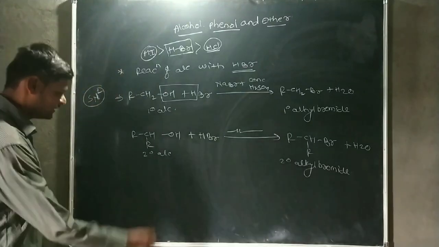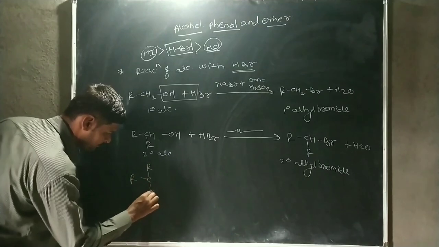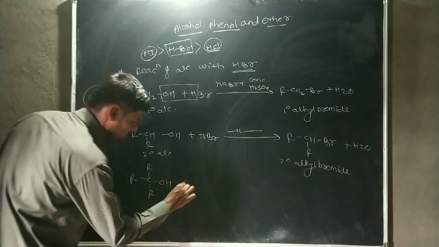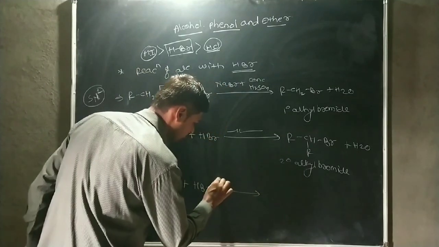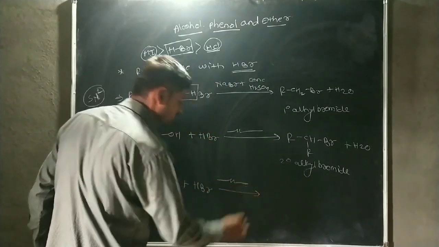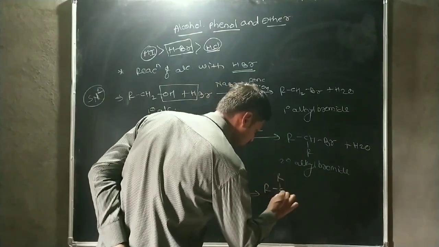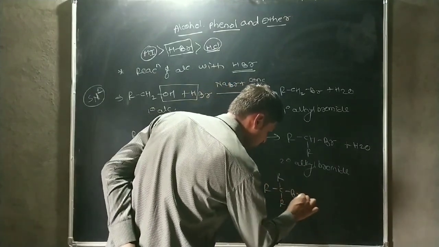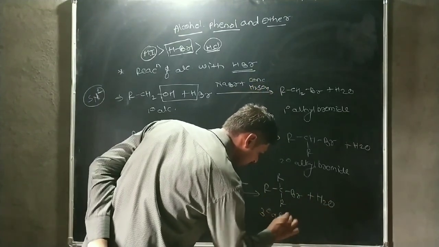Then we can also take the tertiary alcohol. When tertiary alcohol is reacted with HBr by using NaBr and concentrated H2SO4, then it forms the corresponding tertiary alkyl bromide.